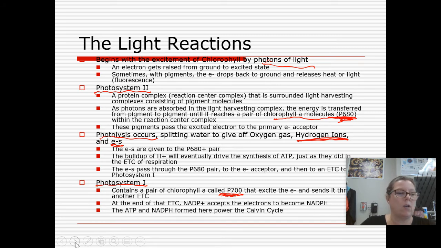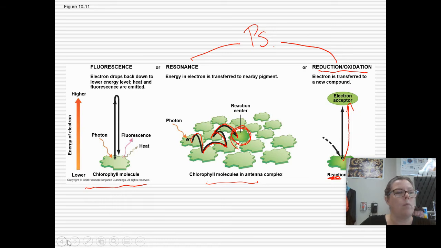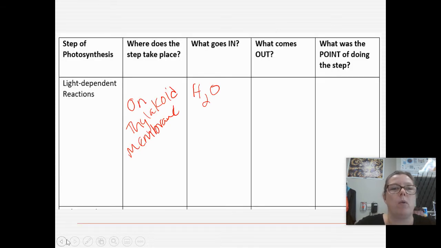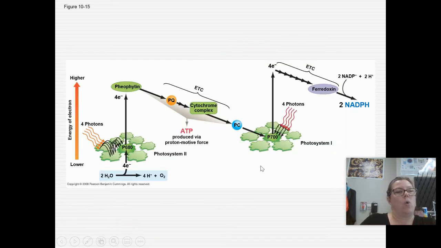All right, so let's take a look. Oh, by the way, let's just fill out our chart. Remember, the water comes out as O2, oxygen gas. Okay. All right, so here we go.